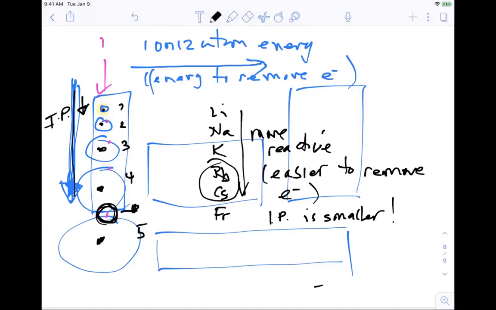Without me drawing anything or saying anything, what do you think is true about the ionization energy as you go from left to right? Well, think about what happened here. What happened to the size of the atoms as you go down? The atoms get bigger. What happens to the size of the atoms as you go this way? It gets smaller. Yep, as you go from left to right, the ionization energy increases, right? Because the atoms are getting smaller. The smaller the atom, the harder it is to pull an electron out of it. So as you go from left to right, the ionization potential increases. Okay, it gets harder and harder to pull electrons out.